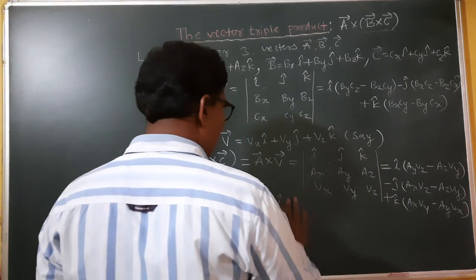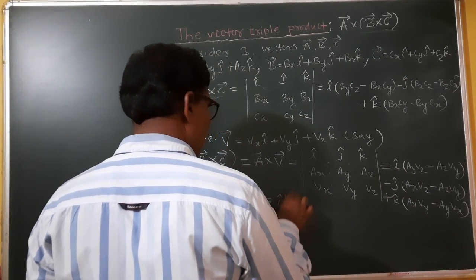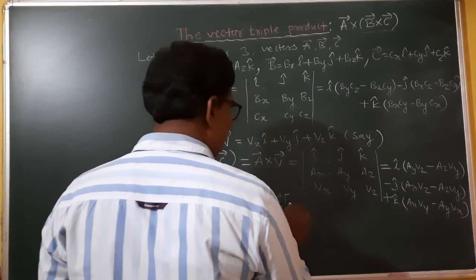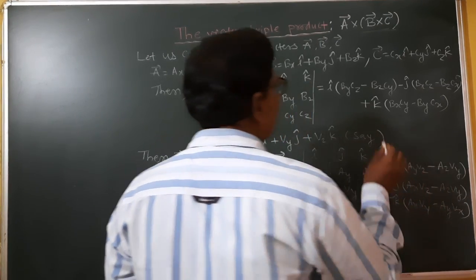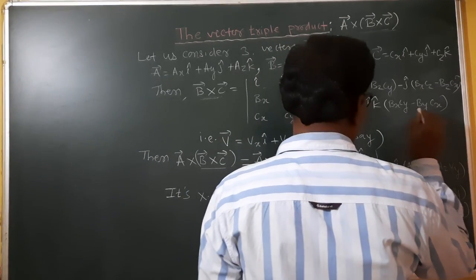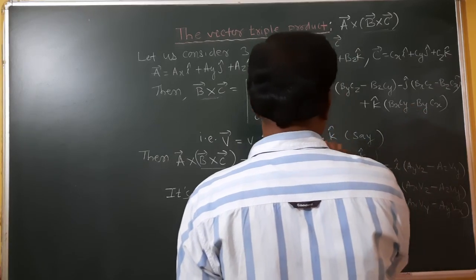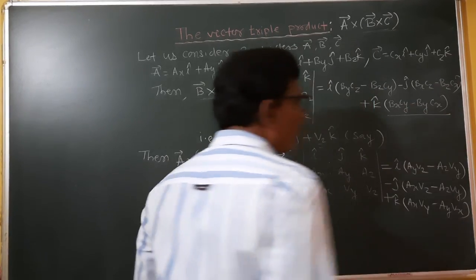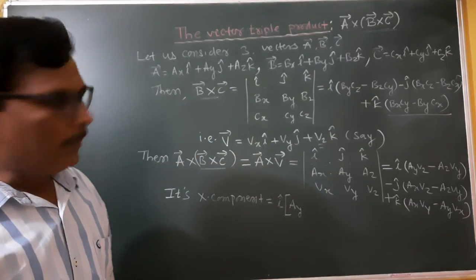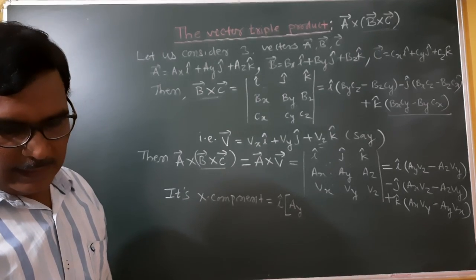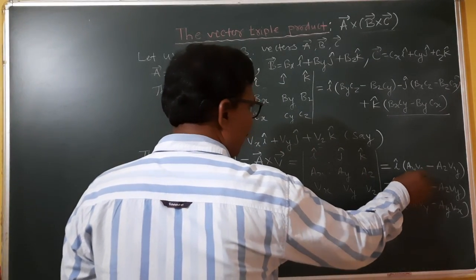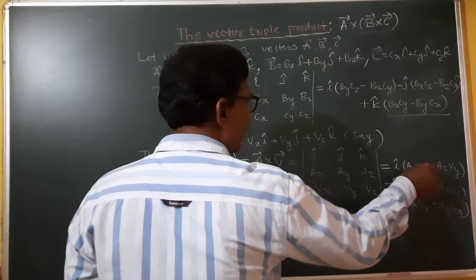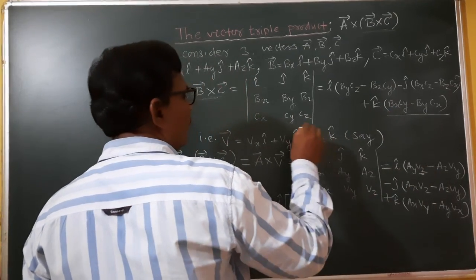First of all, this is Ay as it is. What is the value of Vz? This is the Z component of V, Vz. This is the Z component of V, and the Z component of V is Bx Cy minus By Cx. That is the Z component, Vz component. That is what we have.